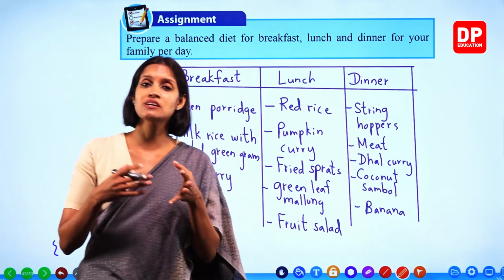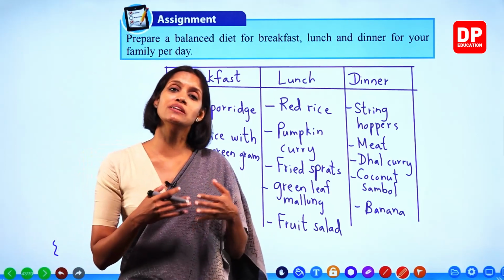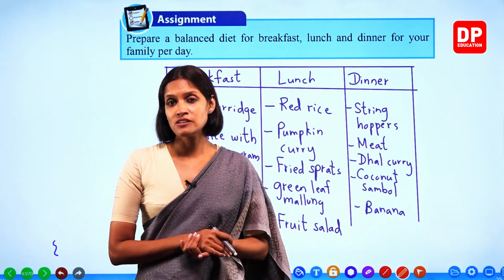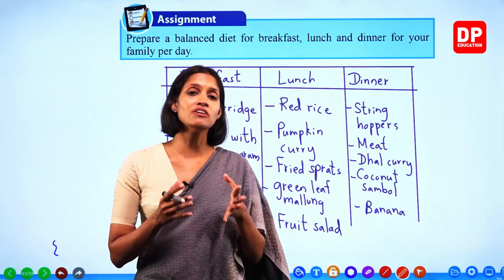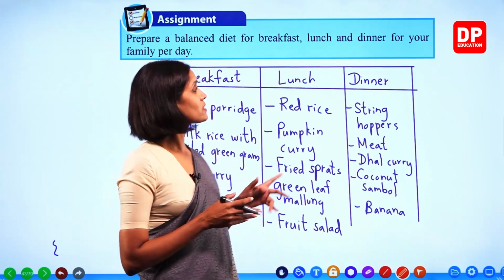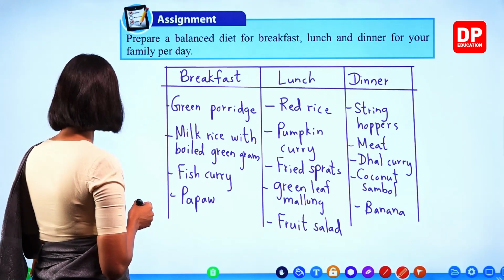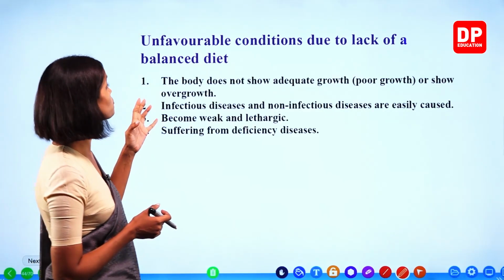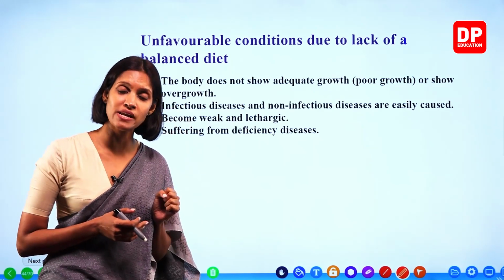So when you consider most of the proteins like fish and meat, they contain a certain amount of lipids too. Right, children? So you always have to check whether whatever you are eating is healthy, children. Okay? Right. We'll move on to the next. So unfavorable conditions, which means harmful conditions due to lack of a balanced diet. Okay, harmful conditions arise due to lack of a balanced diet.